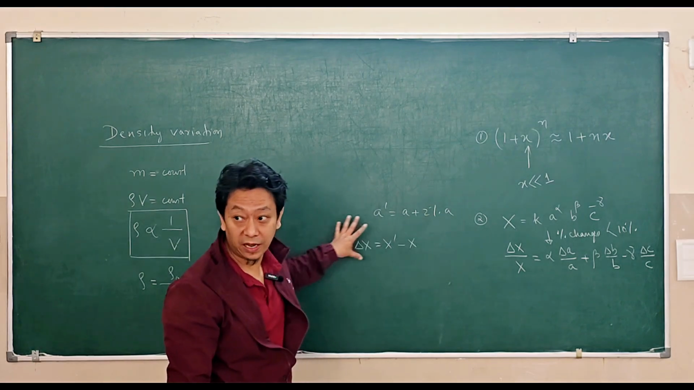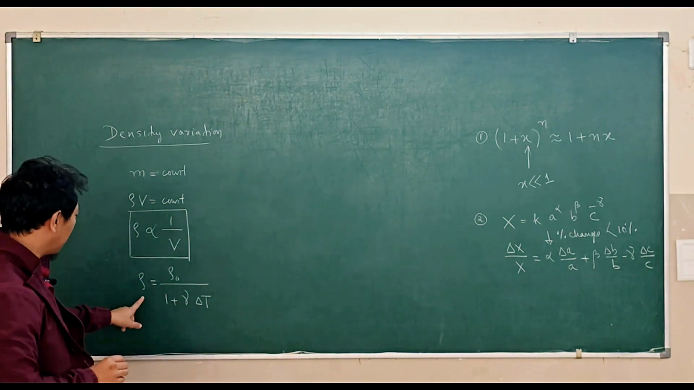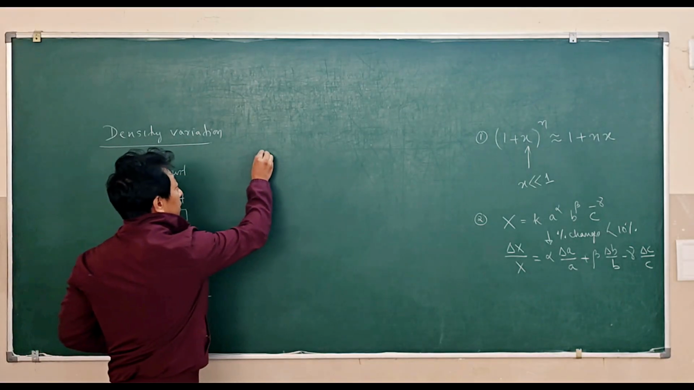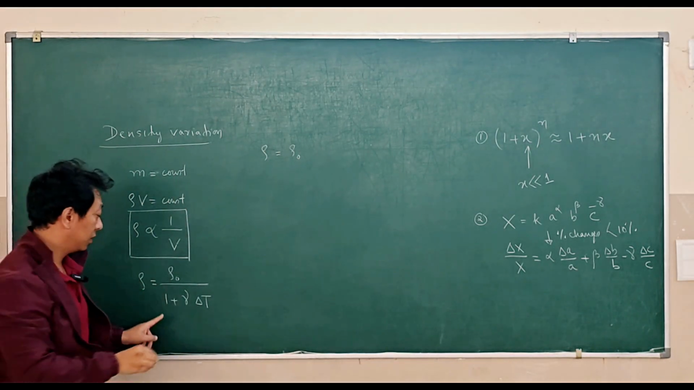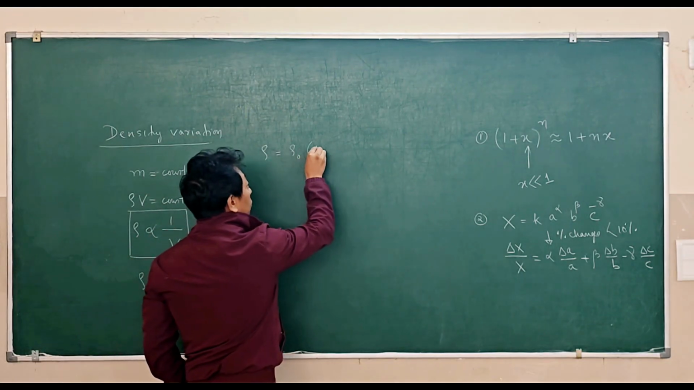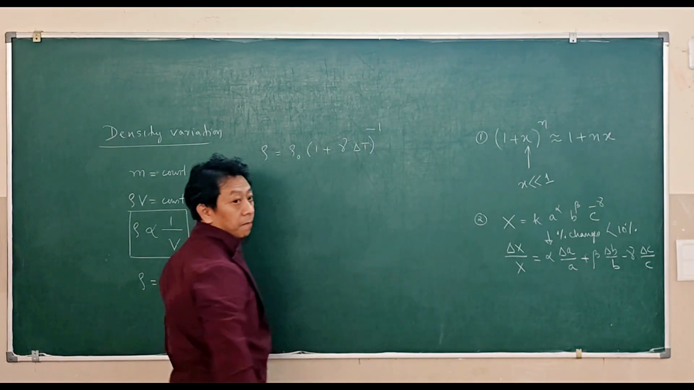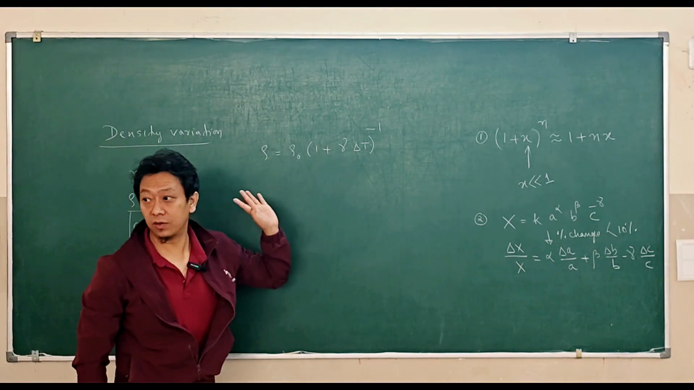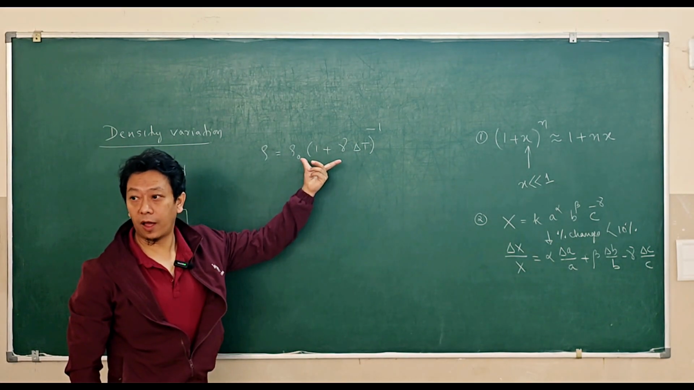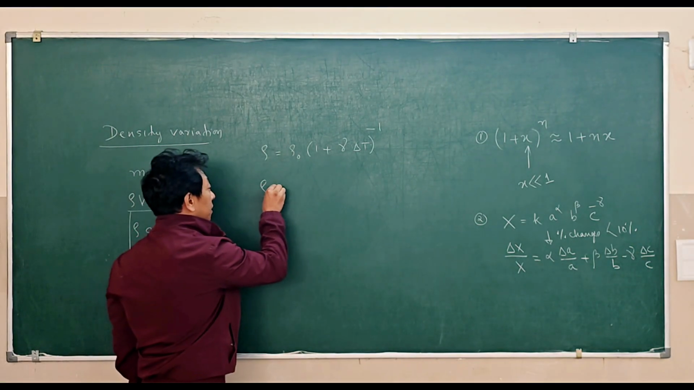Otherwise we have to do it this way, which I taught you. Using this maths, I can write this one this way now. Look here: density equals initial density, original density, times (1 plus gamma delta t) to the power minus 1. I took this one up. Now this is perfect till now. Till now there are no assumptions or approximations. Now we will do an approximation.